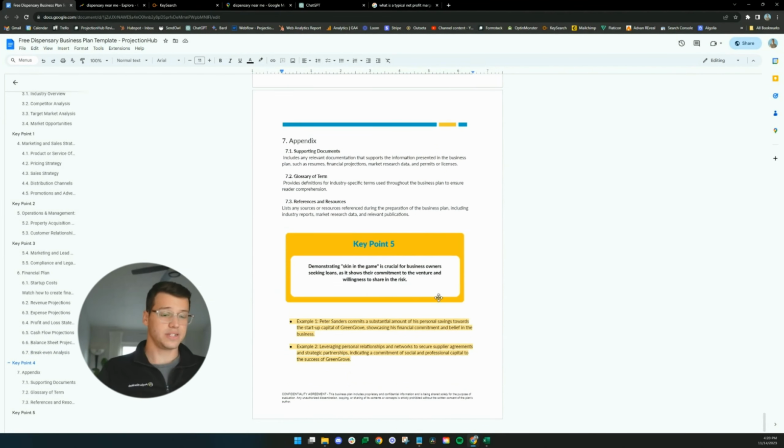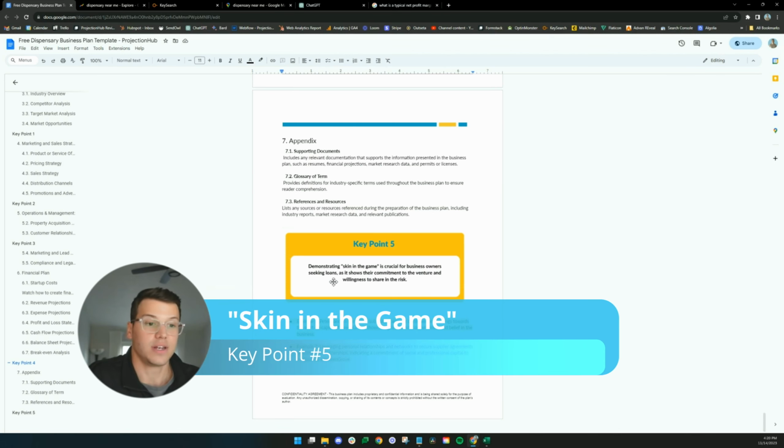And then that brings us to the end of the business plan. There's one more key point, specifically if you're trying to get a loan for the business, and that is just to talk about this concept of skin in the game.